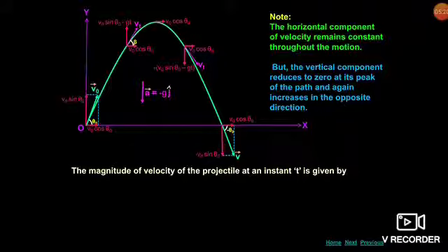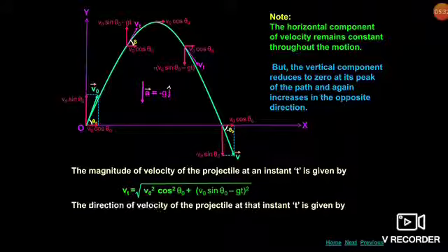The magnitude of velocity of the projectile at any instant of time t is given by this value, that is, the square root of V naught cos theta naught whole square plus V naught sin theta naught minus g t whole square. The direction, if you want to find, will be perpendicular upon base. So in perpendicular we have V naught sin theta naught minus g t, whereas in base we have V naught cos theta naught.